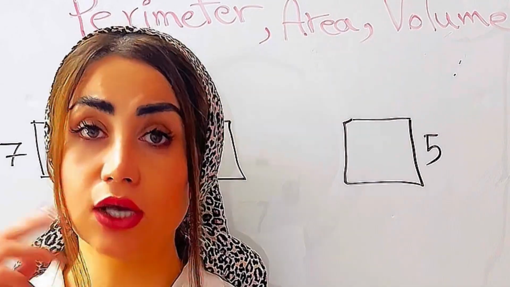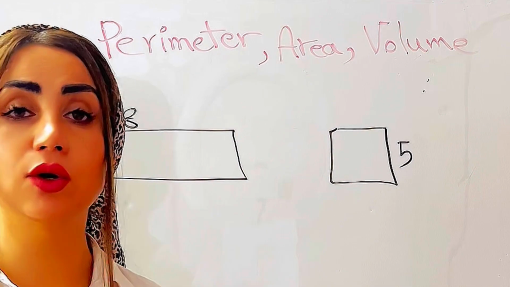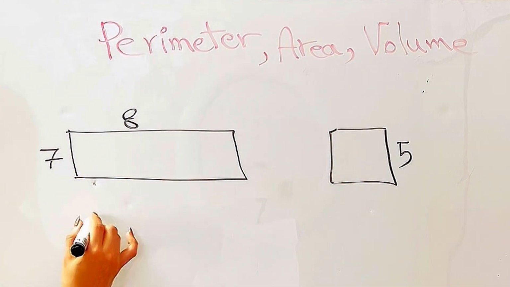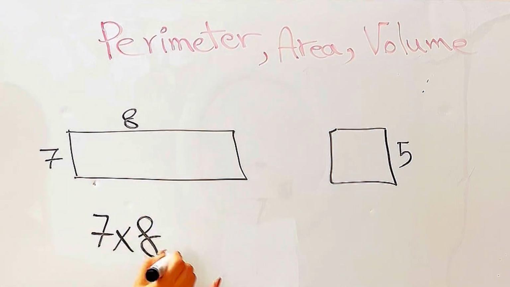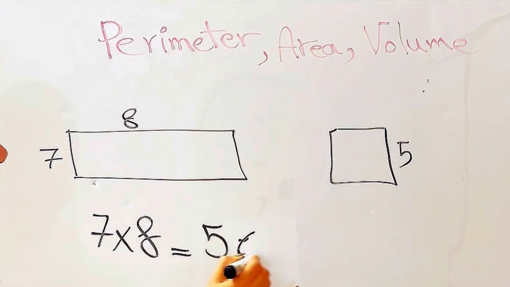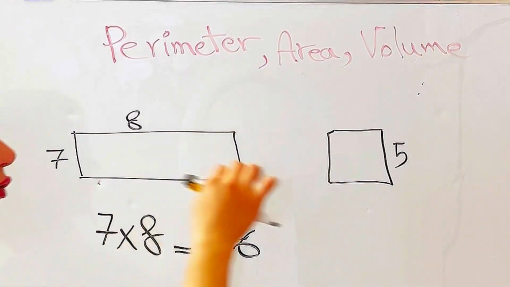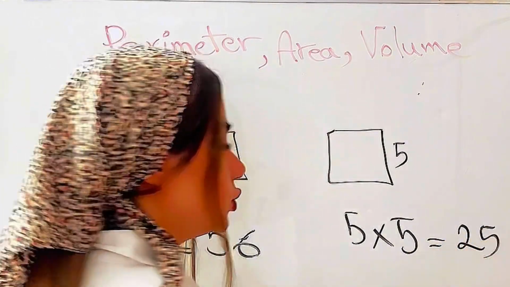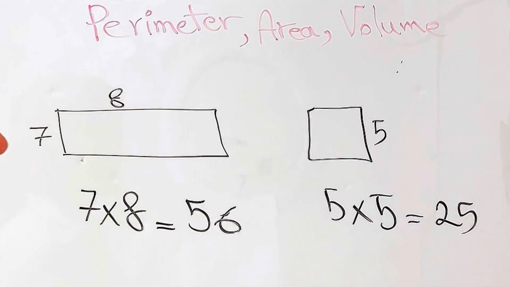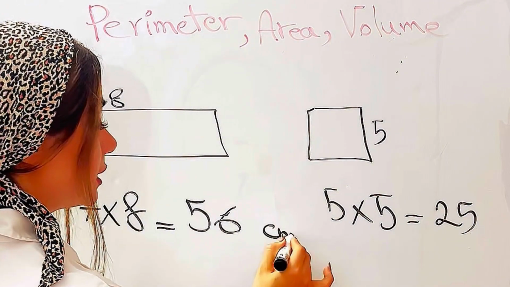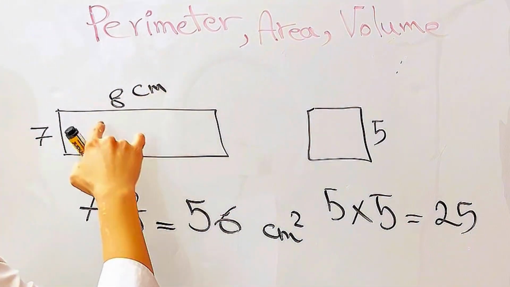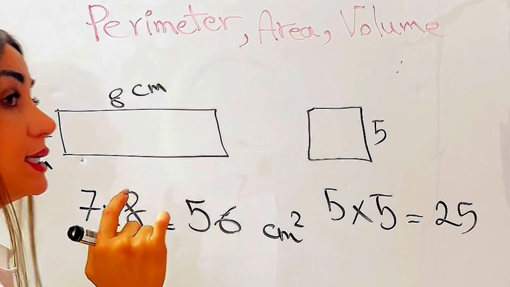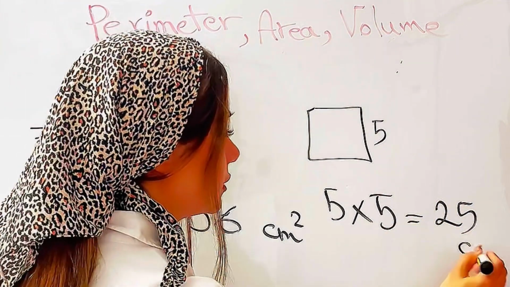Area is the space inside the shape. As an example, this rectangle has length and width 8 and 7. So the area is 7 times 8 equals 56. And for this square, 5 times 5 equals 25. And the proper unit is square centimeters. The unit is centimeters and centimeters. As a result, the unit of the area is square centimeters for this and also for this.